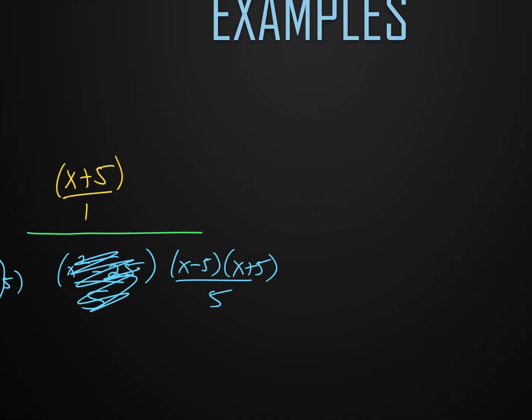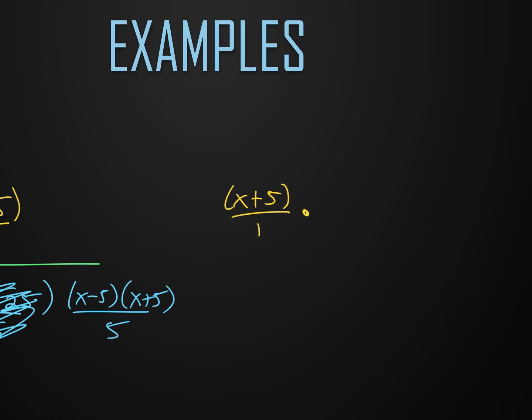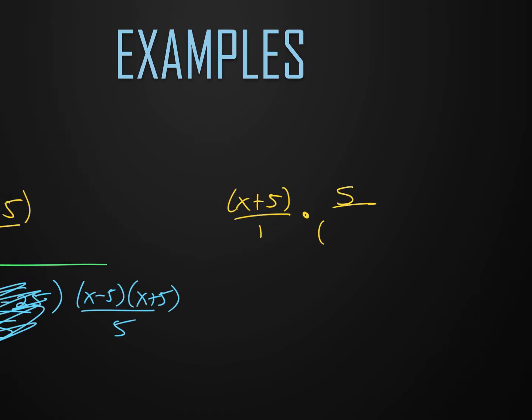So now that we've gotten rid of our addition and subtraction problems, we're going to keep change flip. So I'm going to keep x plus 5 over 1, and I'm going to times that by 5 over (x minus 5)(x plus 5). Again, if you had left it as x squared minus 25, at this point is where you would break down the difference of squares. Do you guys see something in the numerator and the denominator that's exactly the same? X plus 5. So what are we left with? 5 in your numerator over x minus 5 in your denominator.